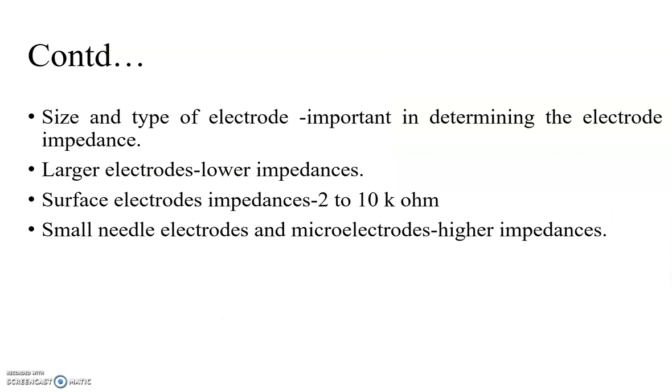The size and type of electrodes are also important in determining the electrode impedance. Large electrodes have lower impedance. Surface electrode impedance is small, that is 2 to 10 kilo ohms, whereas needle electrodes and microelectrodes have much higher impedances.